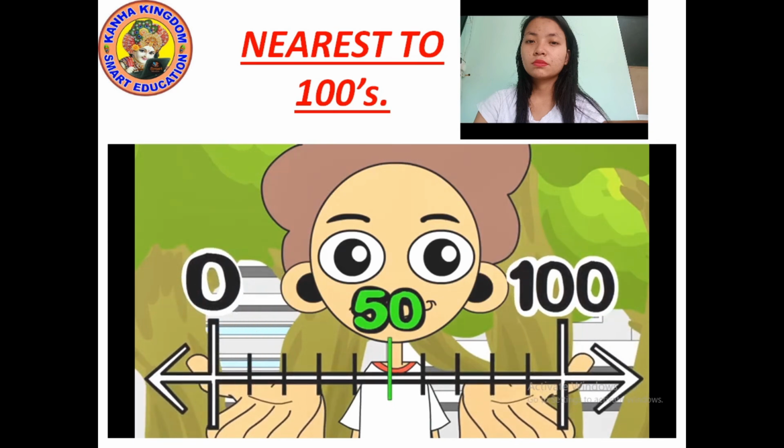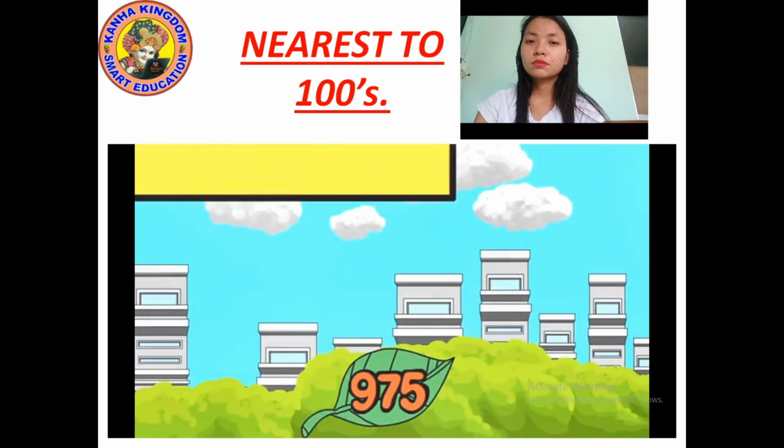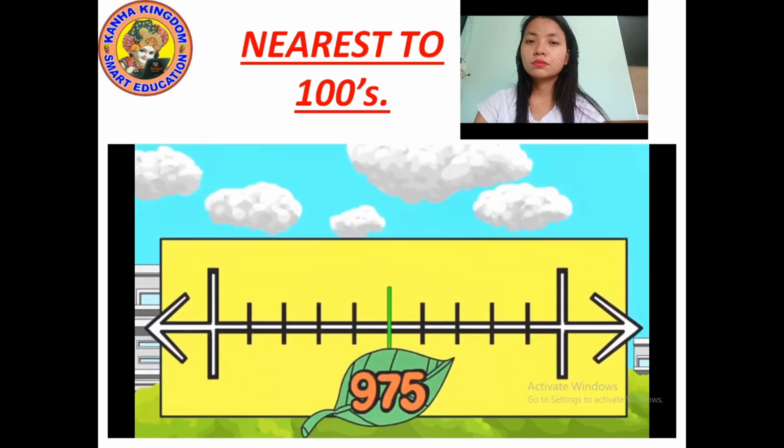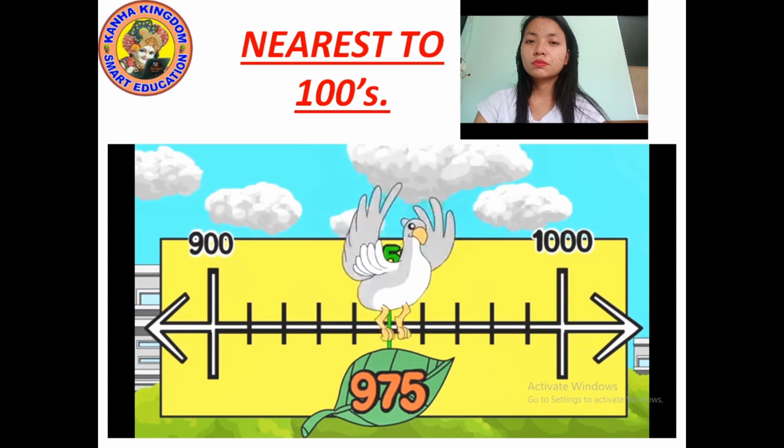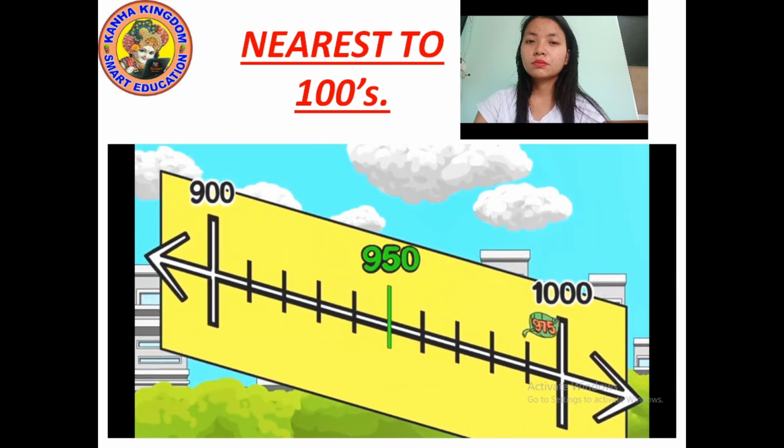And sometimes the nearest hundred is 1,000. Look at 975. The benchmarks are 900 and 1,000. The midpoint is 950. 975 is greater than 950. So, to the nearest hundred, 975 rounds to 1,000.